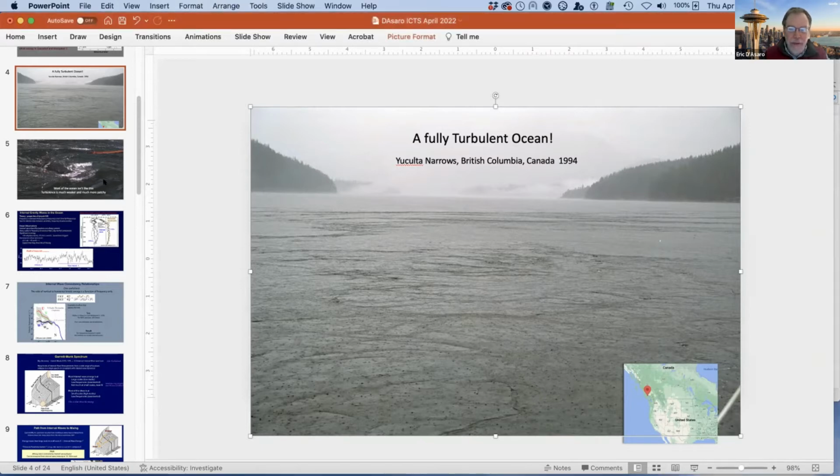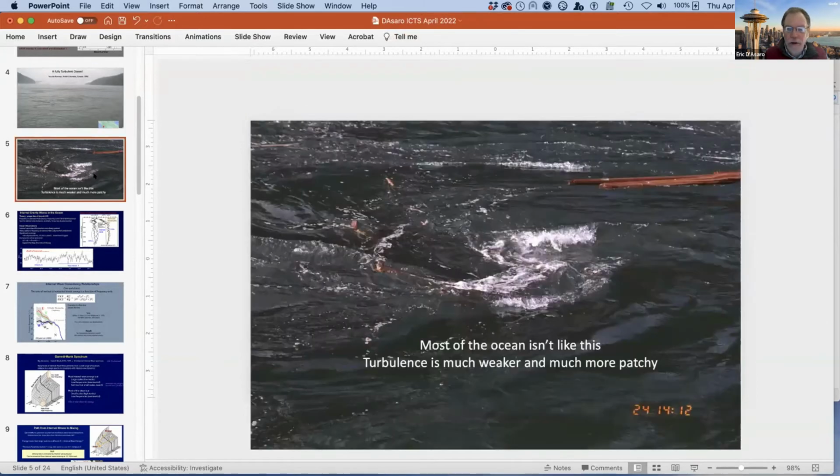And even more dramatically, there are these big whirlpools. Those are really big logs. And those big logs are being sucked down into that whirlpool. So if you had a life preserver, it wouldn't help. You'd still be drowned. The point is that most of the ocean is not like this because the turbulence in the ocean is very much weaker than this very special situation.